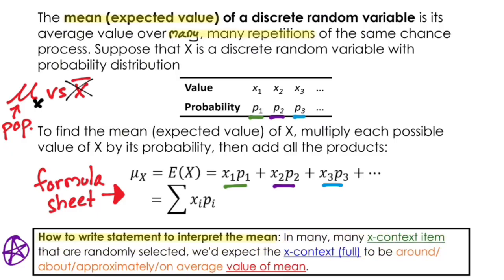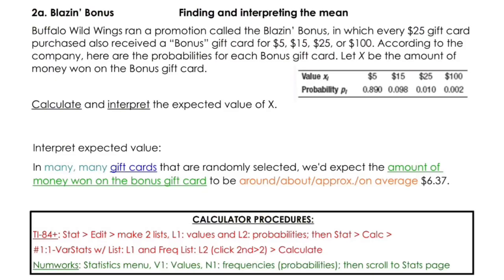Let's now look at an example of that and put it to action. Buffalo Wild Wings ran a promotion called the Blazin' Bonus, in which every $25 gift card purchased also received a bonus gift card for $5, $15, $25, or $100.